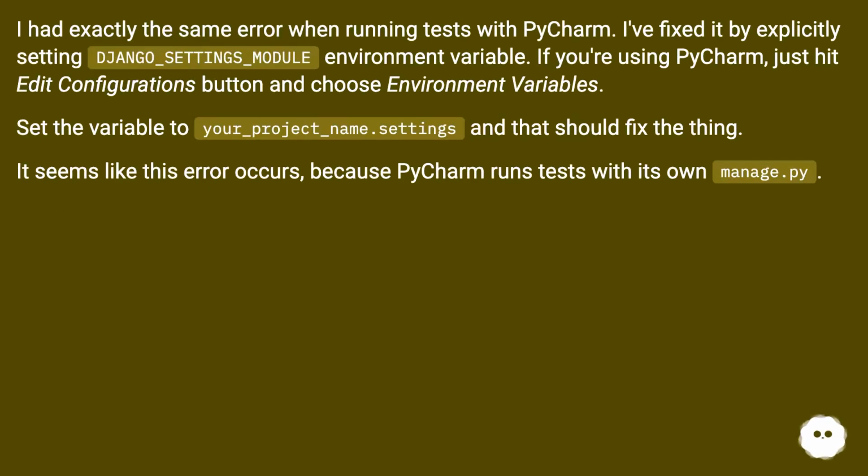I had exactly the same error when running tests with PyCharm. I fixed it by explicitly setting the DJANGO_SETTINGS_MODULE environment variable. If you're using PyCharm, just hit the Edit Configurations button and choose Environment Variables. Set the variable to your_project_name.settings and that should fix the thing. It seems like this error occurs because PyCharm runs tests with its own manage.py.